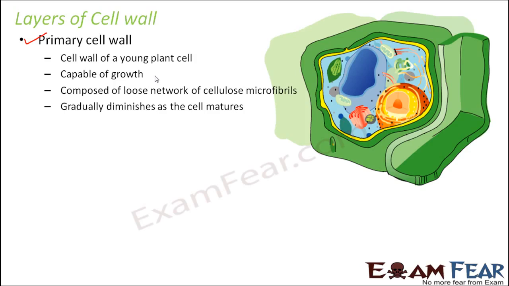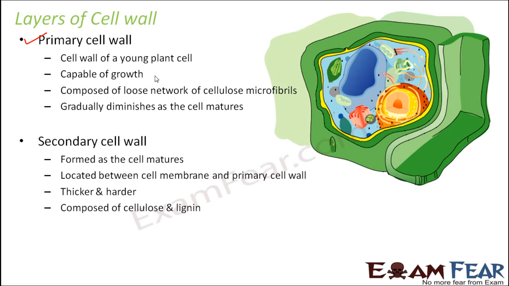It gradually diminishes as the cell matures. Now what happens is, when the plant has just started growing, when it is a young plant, at that time it just has one layer of cell wall, and that is the primary cell wall. As the plant continues to grow, that cell wall also grows, and gradually gives rise to the secondary cell wall, and the primary cell wall gradually diminishes. So by the time the plant is completely matured, it has a completely formed secondary cell wall, and the primary cell wall vanishes. So let us look at the secondary cell wall.